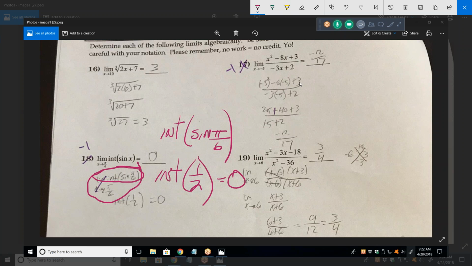I like the way you do it. In other words, don't try to do that math in your head. Minus 3 times minus 5 plus 2, and then that's 25 plus 40. Okay, I see this. Yeah, that was where I messed up. So that was just a simple mistake.